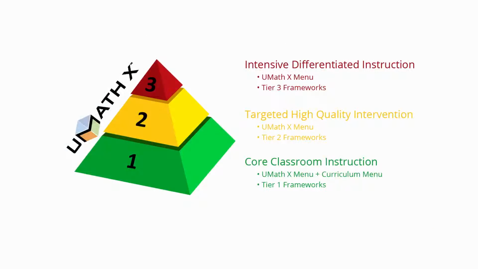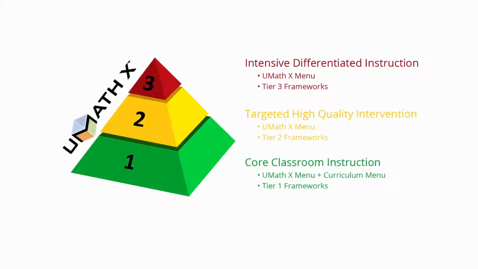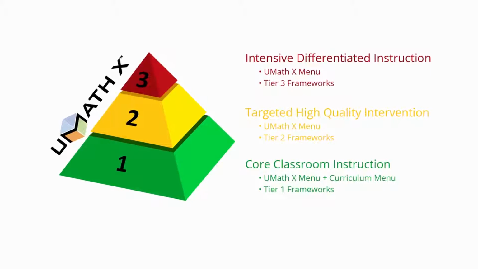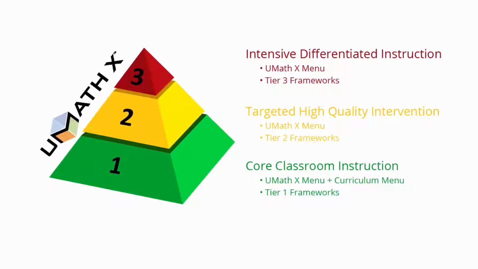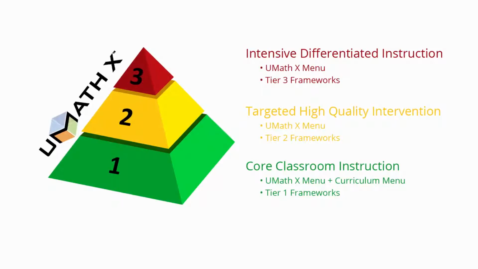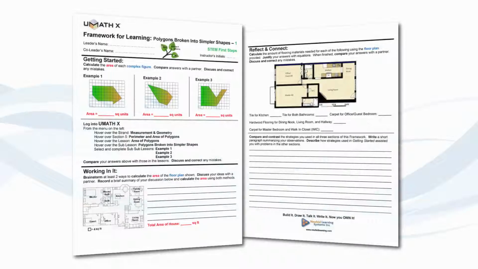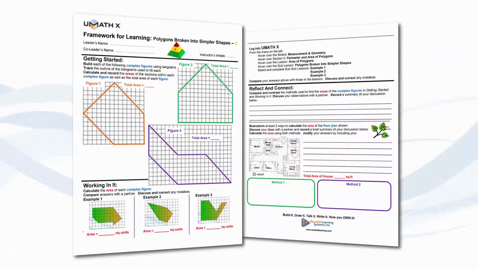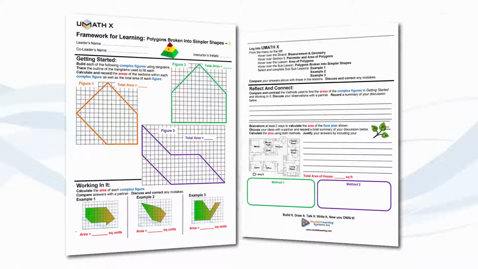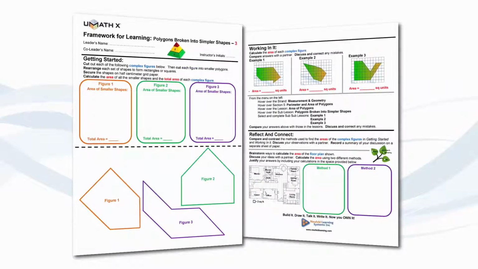Tier 1 is the core classroom instruction, as shown in the pyramid diagram here. It would be given to most students in a class. Again, they may want to work in groups. Tier 2 frameworks offer targeted, high-quality intervention, and Tier 3 frameworks provide intensive, differentiated instruction. In this example, notice how the three tiers take the learner to the same endpoint or big picture lesson. In Tier 2, the approach is more visual, and in the Tier 3 framework, the approach is more tactile.